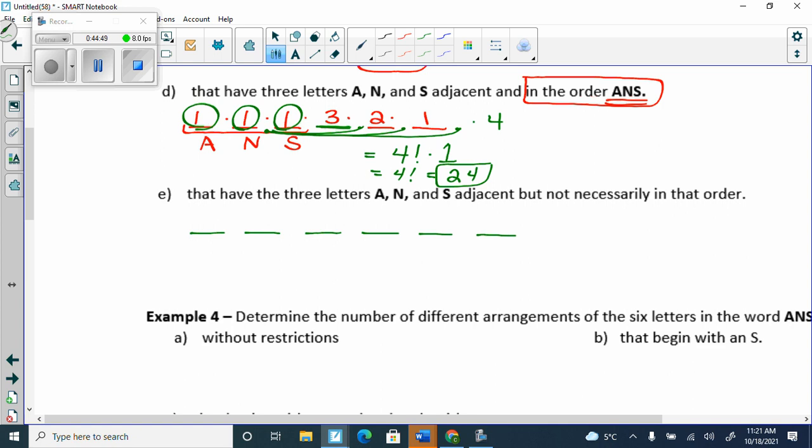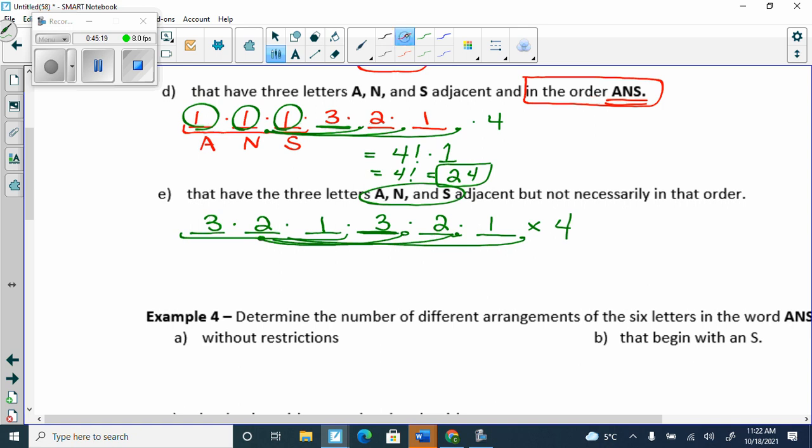These are hooked together, but how many options do I have for the first blank now? 3. Then the second blank. Then the third blank. Because A and S have to be together, but they don't have to be necessarily in the order A and S. Then how many do I have left? 3, 2, 1, and then I have to multiply it by 4, because it's going to move here one way, 2, 3, 4, or always one more than the number after they're hooked together.